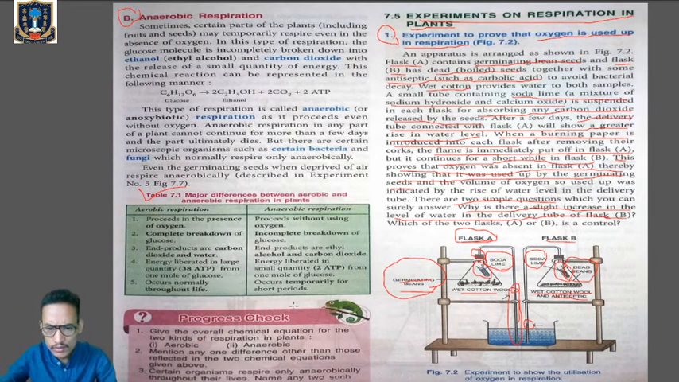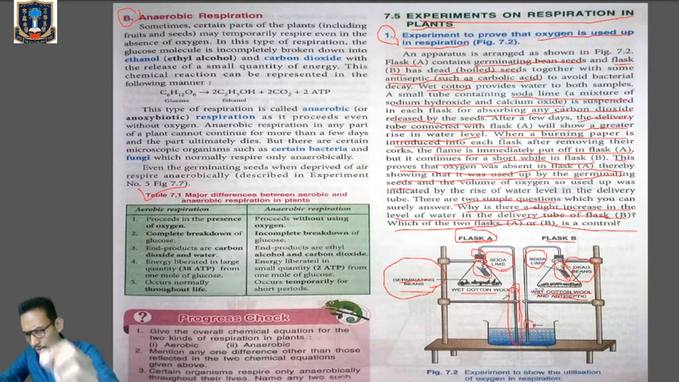Number two question, you can see over here, which of the two flasks A and B is a control? This particular question, I will leave it to you. Just think which one is the control setup, flask A or the flask B. Clear? So briefly one more time, what we're trying to prove? We are trying to prove that oxygen is used in respiration.